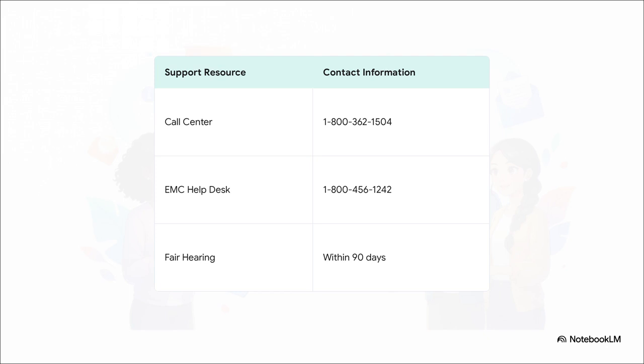If you're pulling your hair out over that new multi-factor authentication app and get completely locked out, there's actually a dedicated EMC help desk specifically for MFA issues at 1-800-456-1242. And finally, if your coverage is ever denied or ended and you disagree with that decision, just remember you have a federal right to a fair hearing. But keep in mind you have a strict 90-day window to request that appeal.